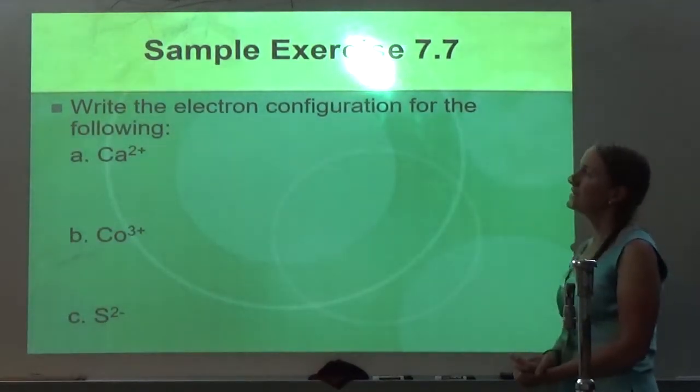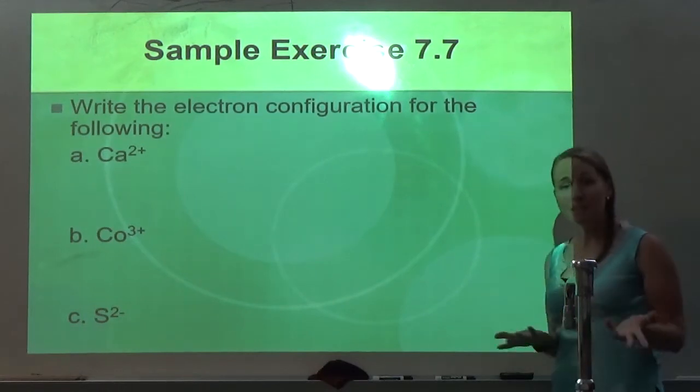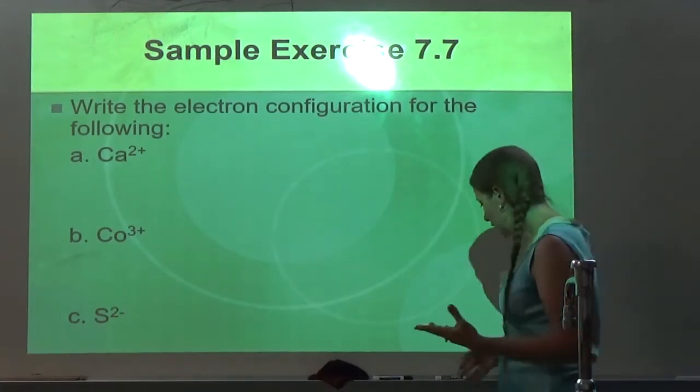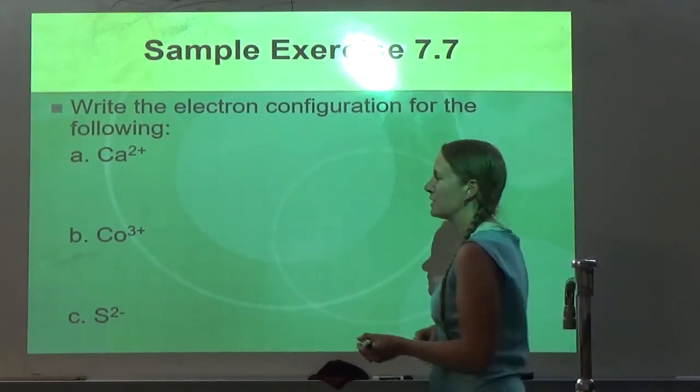Okay, so let's look at some of these. It says write the electron configuration for the following. It didn't specify, so I'm just going to do standard. You could do arrow if you wanted to, but I wouldn't do that though. I would waste my time with that.